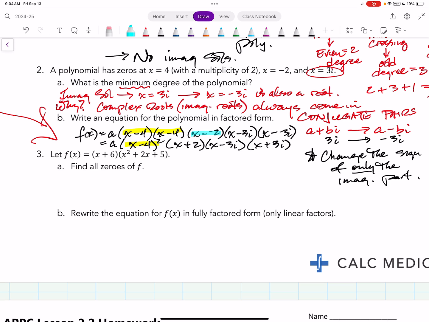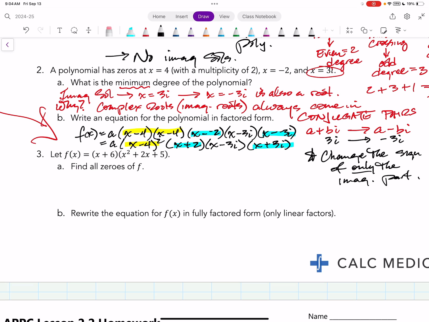Your x minus a negative 2 becomes x plus 2. Your x minus a negative 3i becomes x plus 3i. You just simplify. And when you see double negatives, you guys know in pre-calc that that's a positive, okay? All right, and you have what's called general factored form right there.